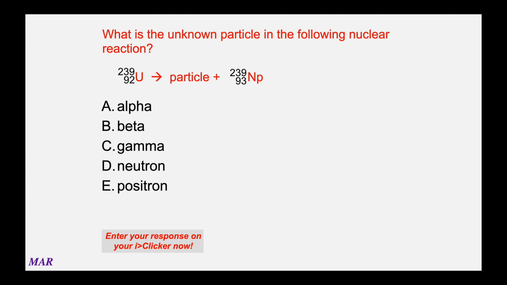Speaking of balancing nuclear reactions, this transformation is missing a particle, i.e. what is the identity of the missing particle? You can use your understanding of how to balance these nuclear reactions and figure out which one of those the answer is. I encourage you to pause the video, think about it. When you're ready to talk about it, you can unpause the video, and we'll talk about the answer. Pause the video now.